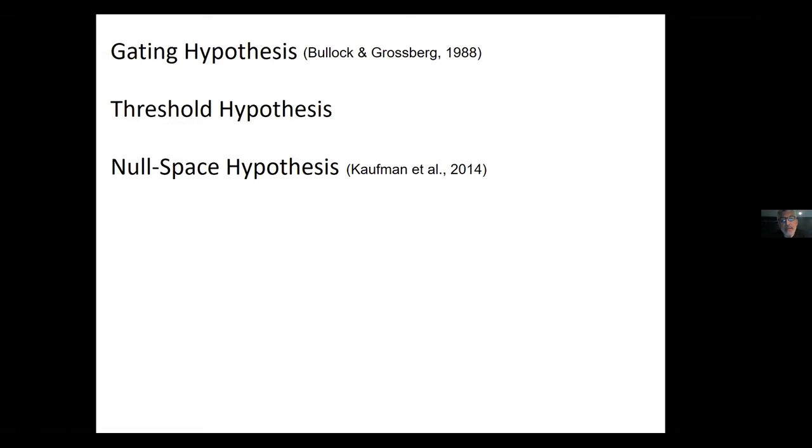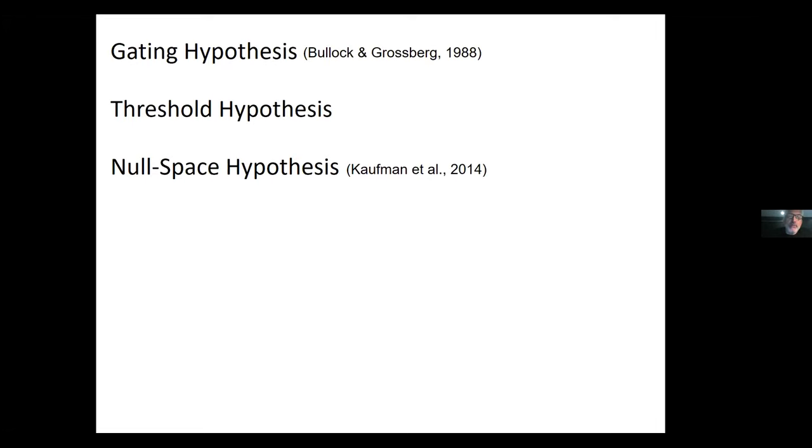Another idea is from Matt Kaufman and Krishna Shenoy's lab, which is this null space hypothesis, which I guess you've already talked about today, which is the idea that you have this very large dimensional system, and during preparation or maybe even during action observation, because of this high dimensionality, activity could be meandering in the null space of the matrix that maps neural activity to movement. And so if it's sitting in that null space, there's no overt movement taking place. It's only once it enters the potent space does it result in movement.